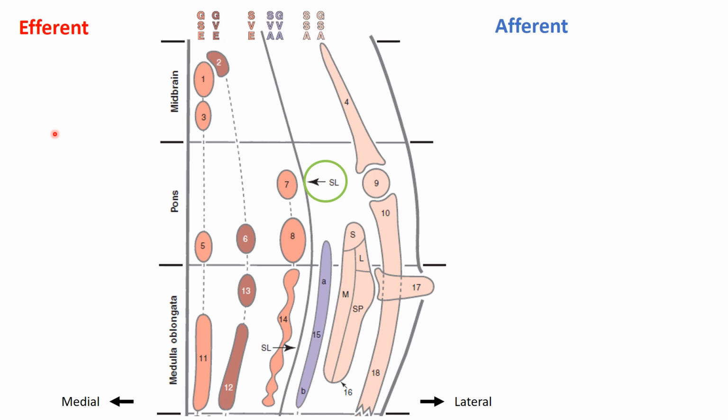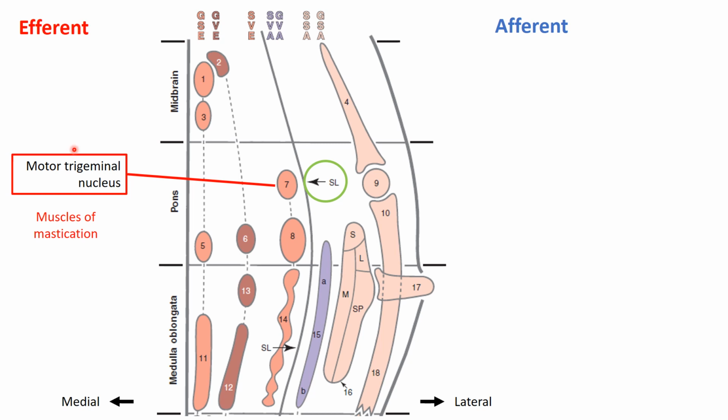And so if we just transpose what I mentioned in the spinal cord to the brainstem for the face, we have one efferent tract, which instead of the corticospinal tract, it's going to innervate muscles of mastication, and it's going to come from the motor trigeminal nucleus. So that's here, that's number 7. And it's medial to the sulcus limitans because it's motor.